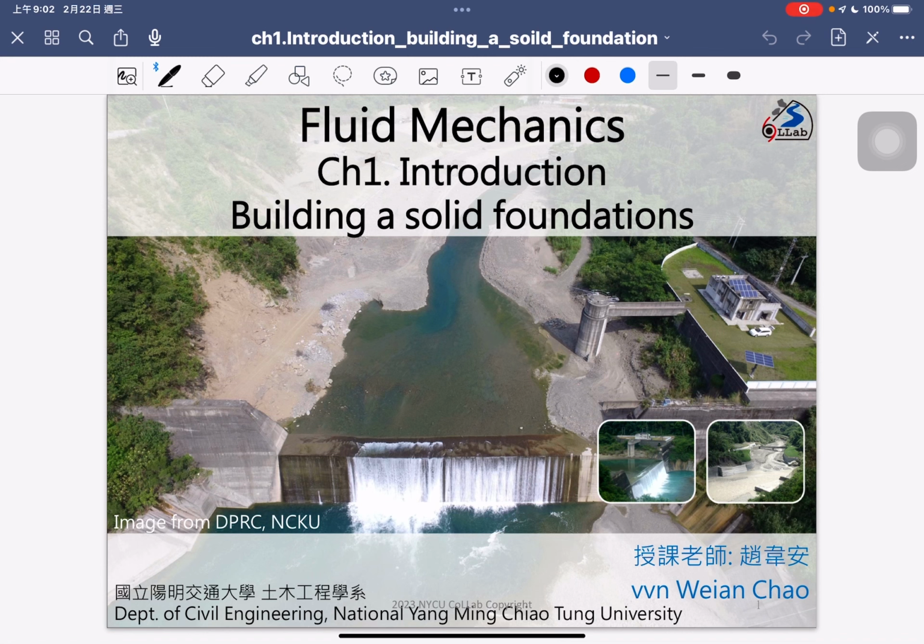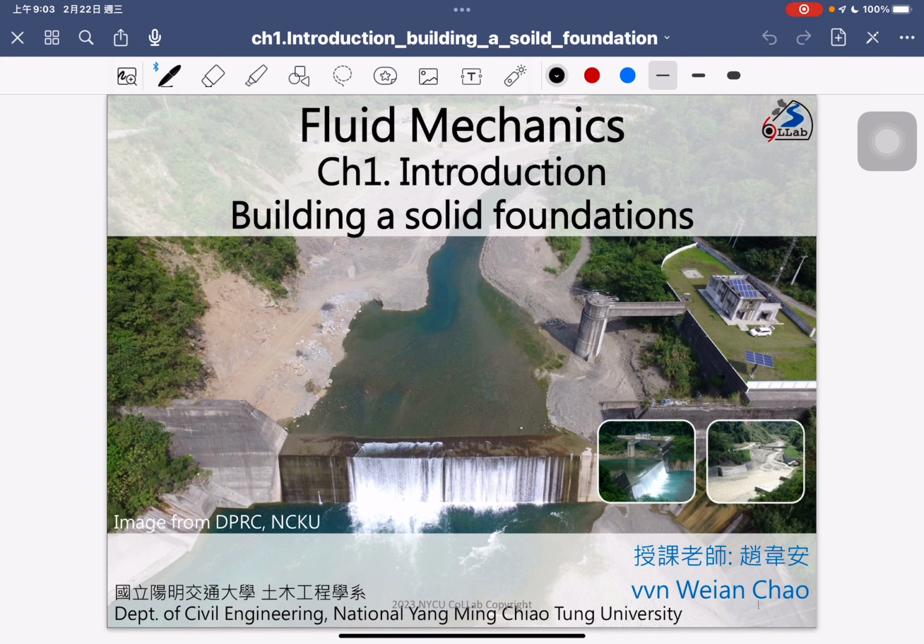Okay, the title for chapter 1 is Building a Solid Foundation. In the following classes we will see some engineering problems. When we have the problems, we try to figure out which technology can help us find the solution.